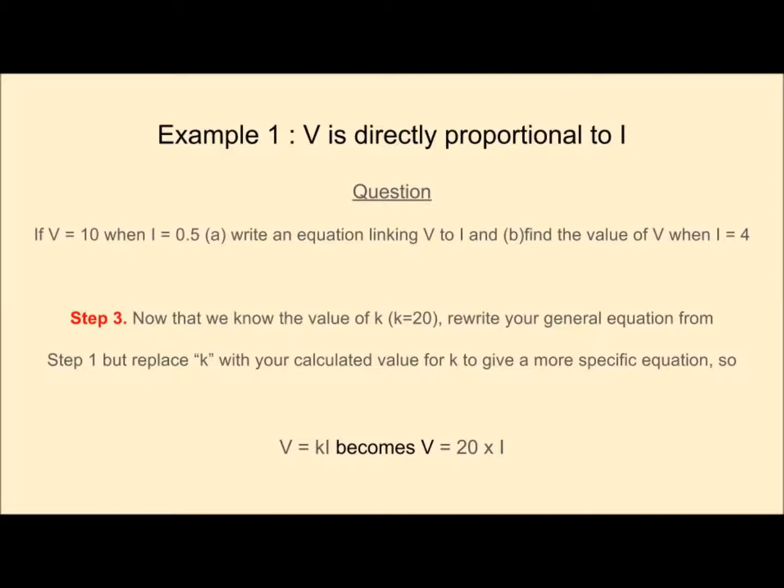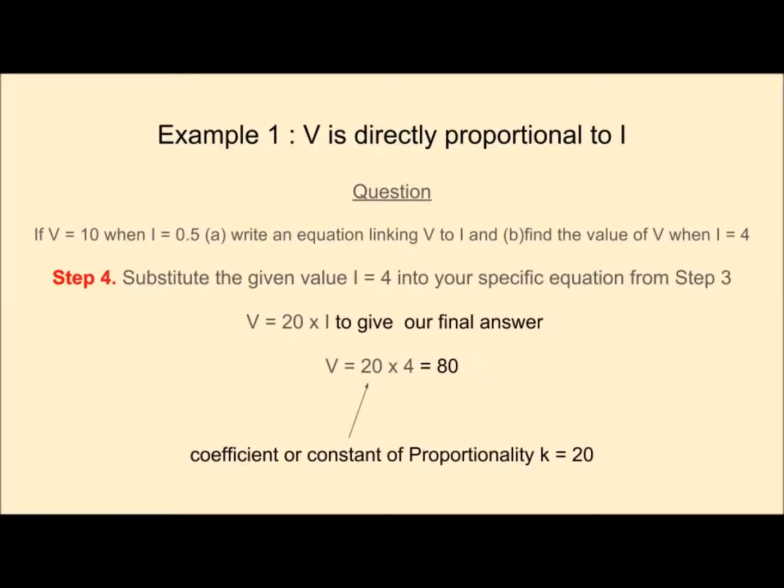Moving on to step 4, so that we can answer part B of the question, we're now going to substitute the given value in part B of I is equal to 4. So now the current has changed. It was previously 0.5. It's now got a value of 4. So we can put that into our equation that V is equal to 20 times I. Substitute I for 4. That will give us V is equal to 20 times 4, which equals 80. So to answer part B, V is equal to 80 when I is equal to 4.